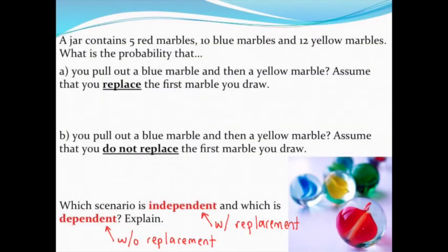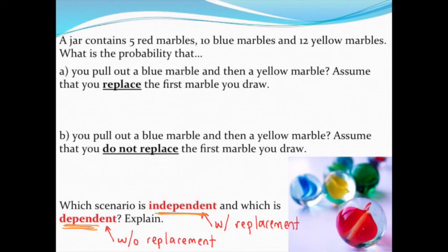Let's take a look at how to find the probability of pulling a certain marble out of a jar when we do or do not replace that marble. When we do replace the marble, this is an example of an independent event, because we've replaced it each time we draw the marble, nothing has changed, so our probabilities have not changed each time. However, when we do not replace the marble, this is called a dependent event because our probabilities have changed. We've changed the situation that we're pulling marbles from.